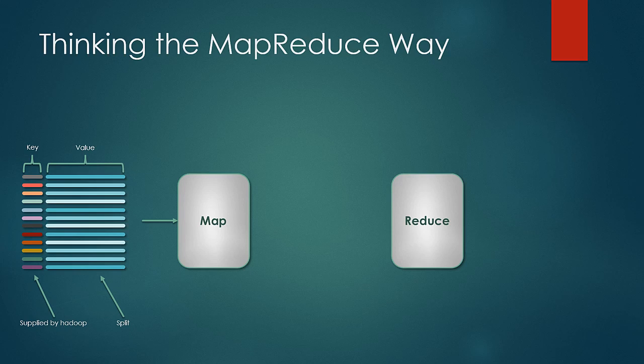It is by default byte offset from the start of the file. It can be record number or line number as well. Programmer does have some control over the input keys, which we would learn about later in the course. Map processes keys and values one after the other to produce 0, 1 or more output key value pairs.